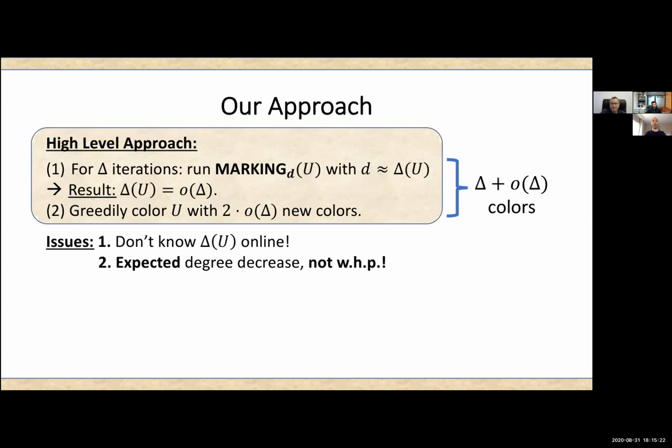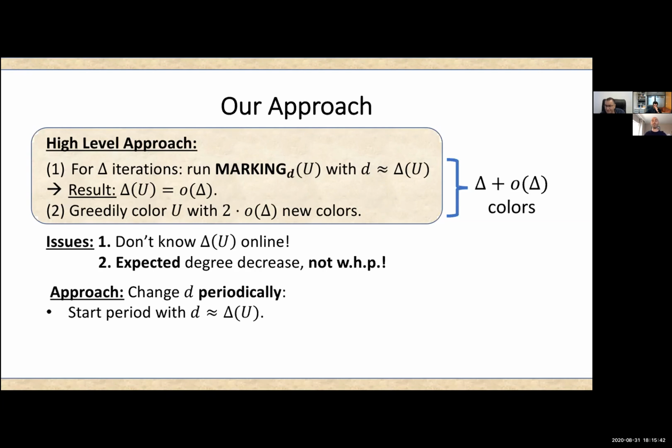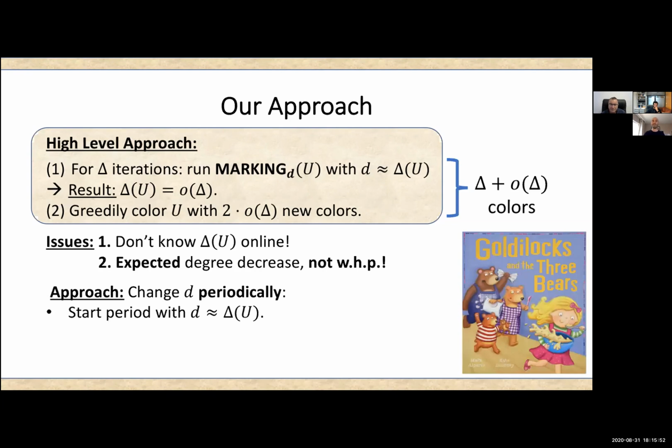Okay, so sidestepping both of these issues is the following approach which we use. Instead of picking D to be exactly or very close to the maximum degree of the uncolored graph, we're going to change D periodically. So we'll divide our delta iterations into periods of a certain number of iterations, which I'll specify shortly. At the beginning of a period, we're going to have D, which is roughly the maximum degree of the uncolored graph. And then kind of the secret sauce is to pick the length of the periods to be just right, not too long and not too short, as Goldilocks would say. In particular, we don't want it to be so short that we cannot argue anything about the degree decrease of the uncolored graph. And we don't want it to be so long that degrees start fluctuating quite a bit and D is no longer a good estimate on the maximum degree.